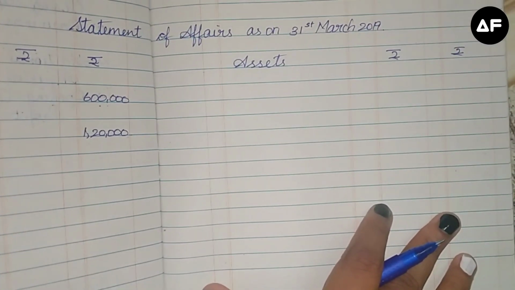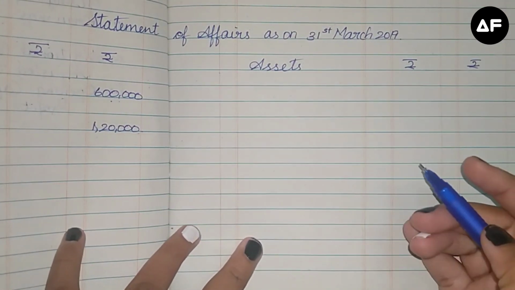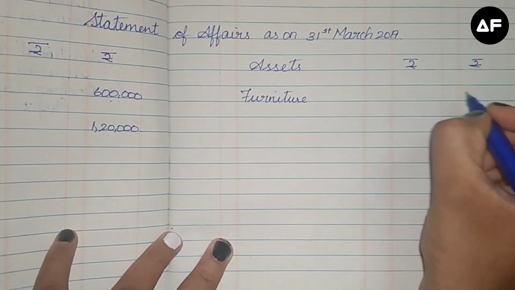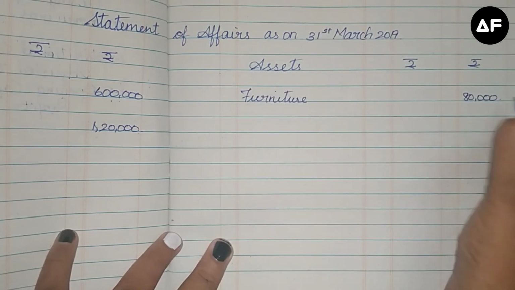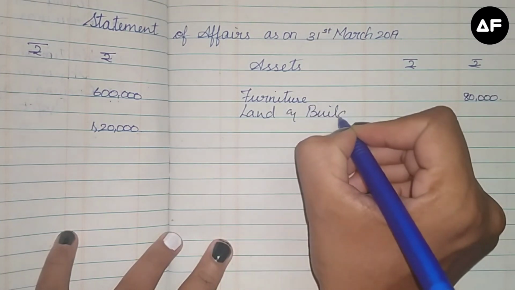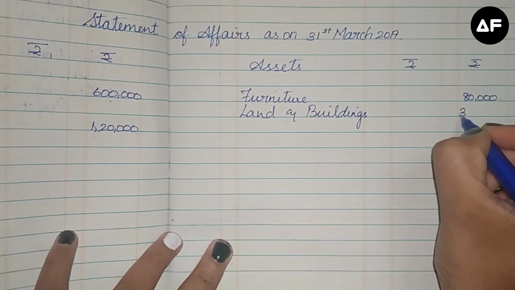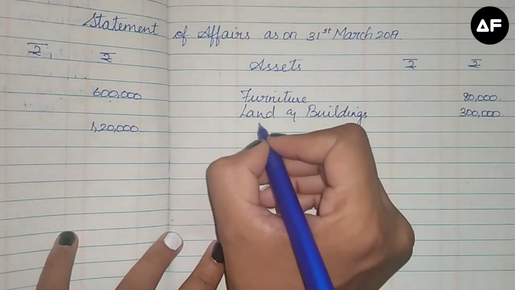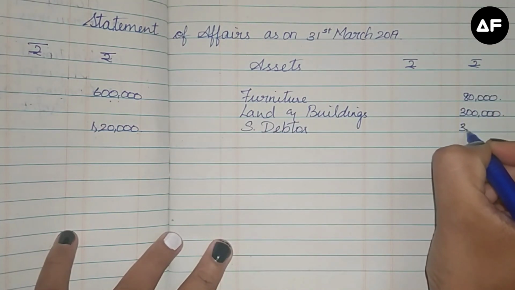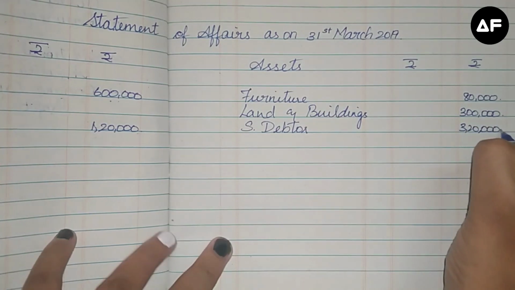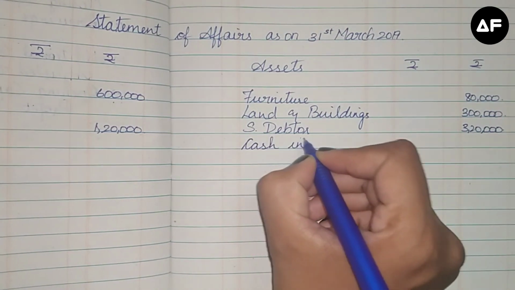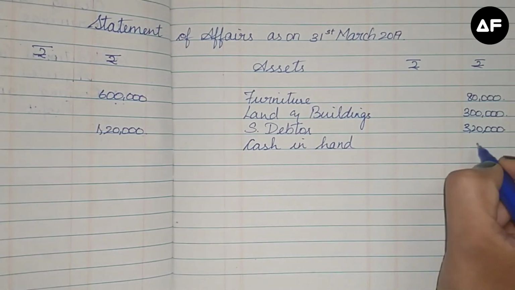When I go into the asset items, the next asset item is furniture, which is 80,000. Land and buildings, 3 lakh. Sundry debtors, 3,20,000. Then cash in hand, that is nothing but cash. So cash in hand is rupees 20,000.